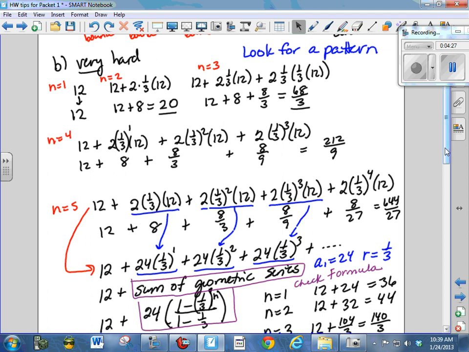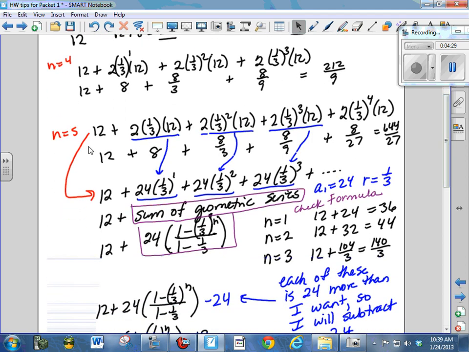And so if we go up, the 5 would be my complete pattern for the 5 bounces. And I noticed that, except for the 12 at the beginning, this looks really like a geometric sequence. If I do the 2 times the 12, I get 24 times 1/3 to the first, plus 24 times 1/3 squared, plus 24 times 1/3 cubed, and so forth. And so if I wanted to add these up, I need a sum of a geometric series where a sub 1 is 24 and r is 1/3.